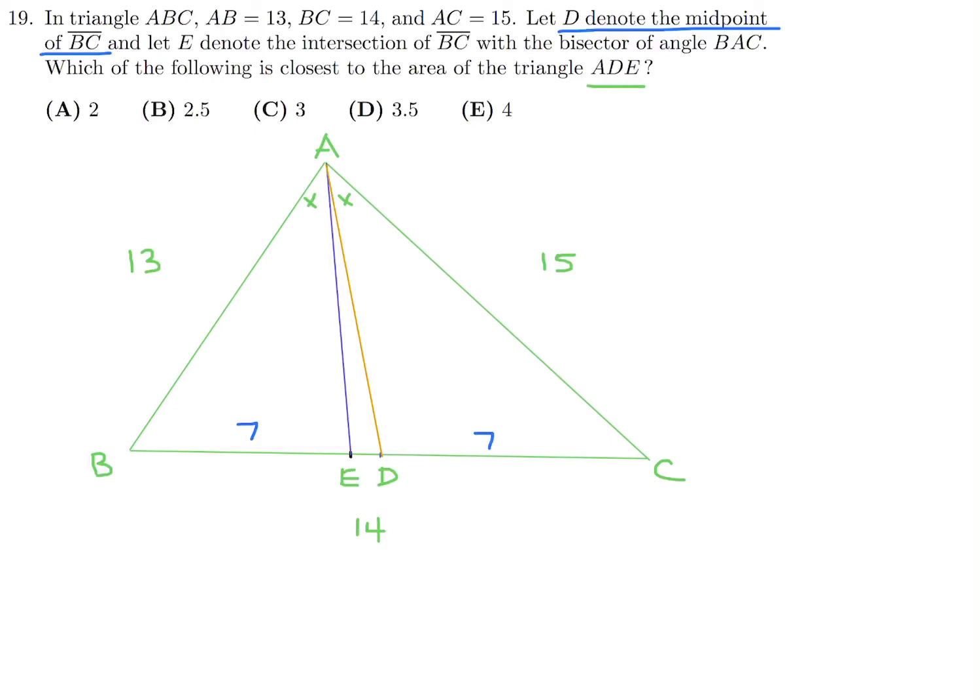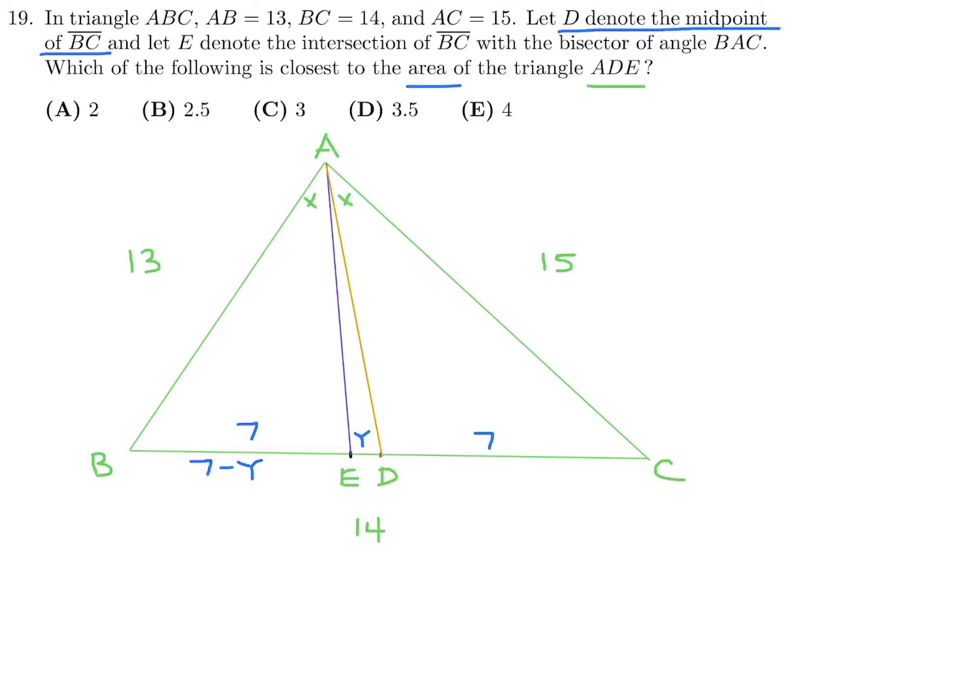All right, ED, I'm going to call that Y like this. And therefore BE will be 7 minus Y. All right, and I think that is the extent of all the things I can label. I think that's it. I've exhausted what they've given me. And they want us to figure out the triangle ADE, the area.